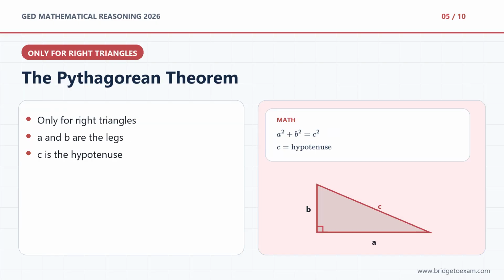The Pythagorean theorem works only for right triangles, triangles with a 90-degree angle. It says the two short sides, the legs a and b, relate to the longest side, the hypotenuse c, by a squared plus b squared equals c squared. The hypotenuse is always across from the right angle.